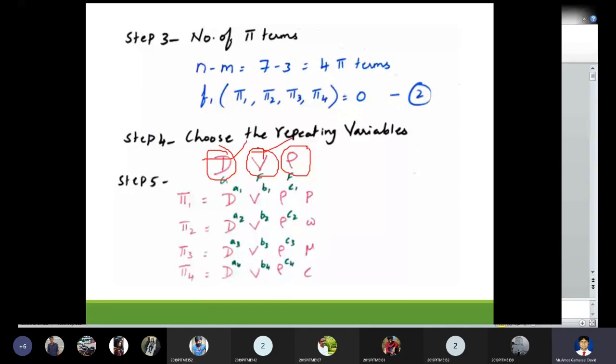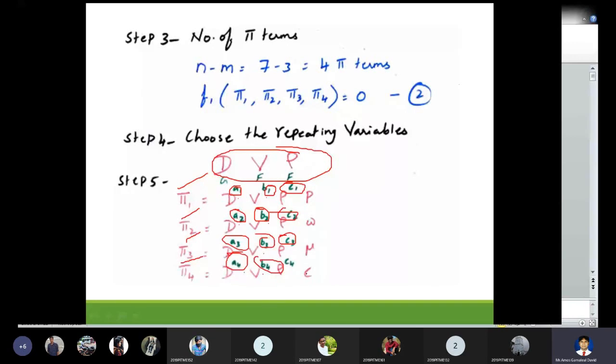Now I'm going to write 4 pi terms: pi 1, pi 2, pi 3, pi 4. For these I'm going to write D, V, rho, D, V, rho, like that 4 times. Then on top I'm going to write a1, b1, c1. Similarly, for the second, a2, b2, c2, a3, b3, c3, and a4, b4, c4. Now I've written it.